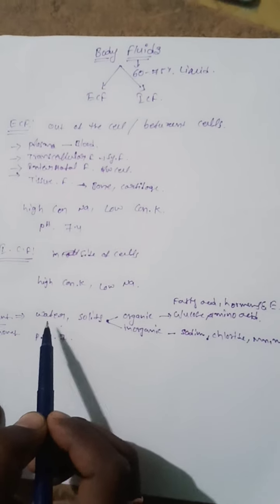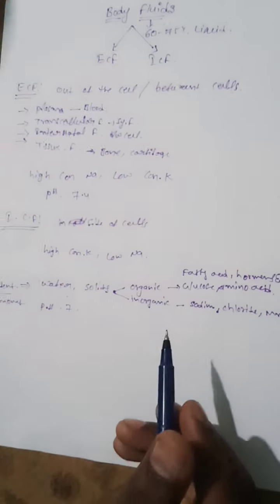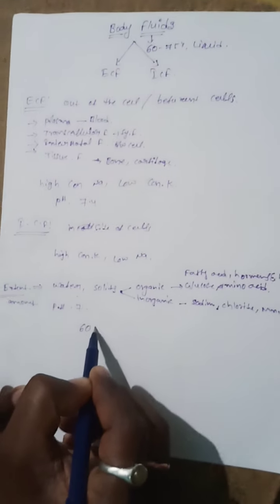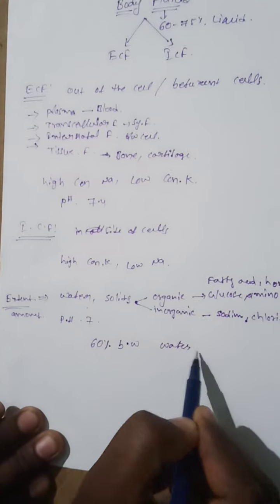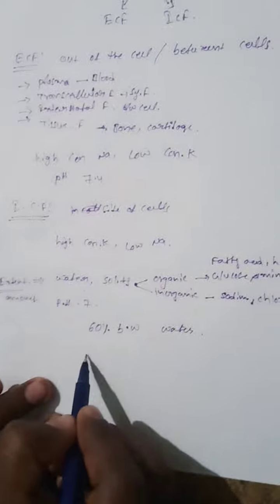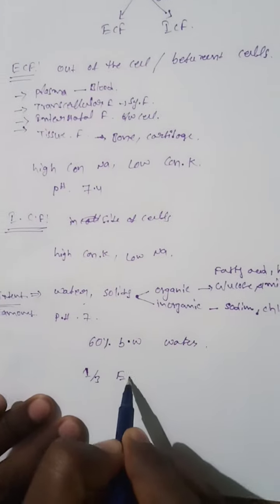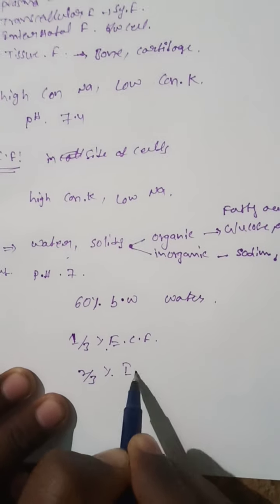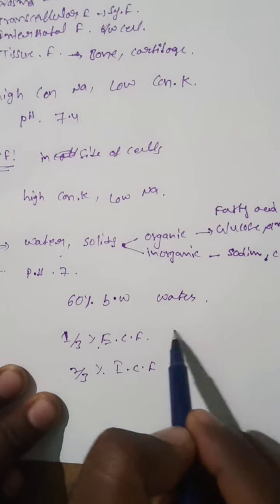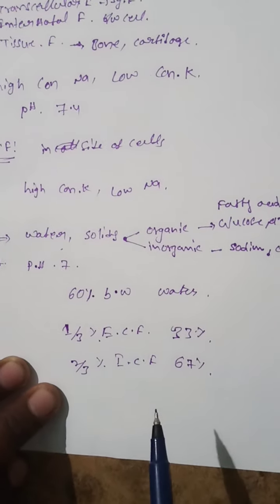So what is the composition? Water and solids, inorganic substances and organic substances. In the body, 60% of body weight contains water. One third of it is the extracellular fluid, and the next two thirds is the intracellular fluid. Two thirds means 67% is the intracellular fluid, and 33% is the extracellular fluid.